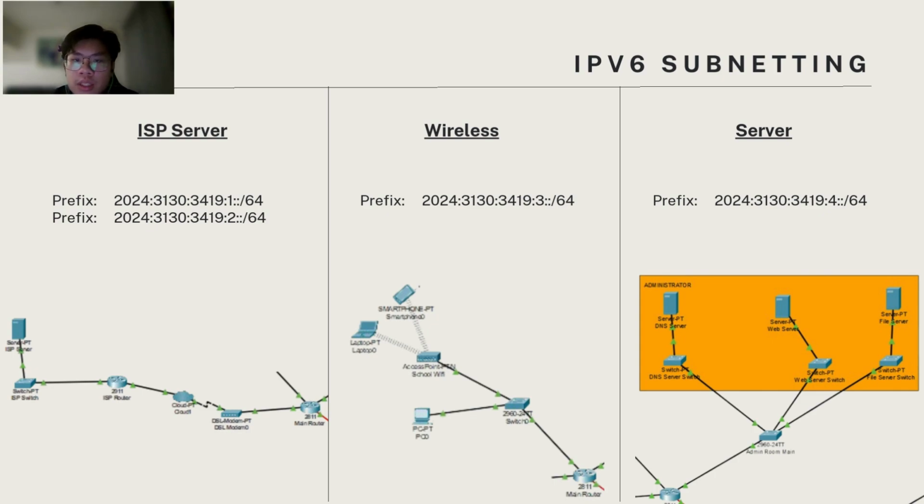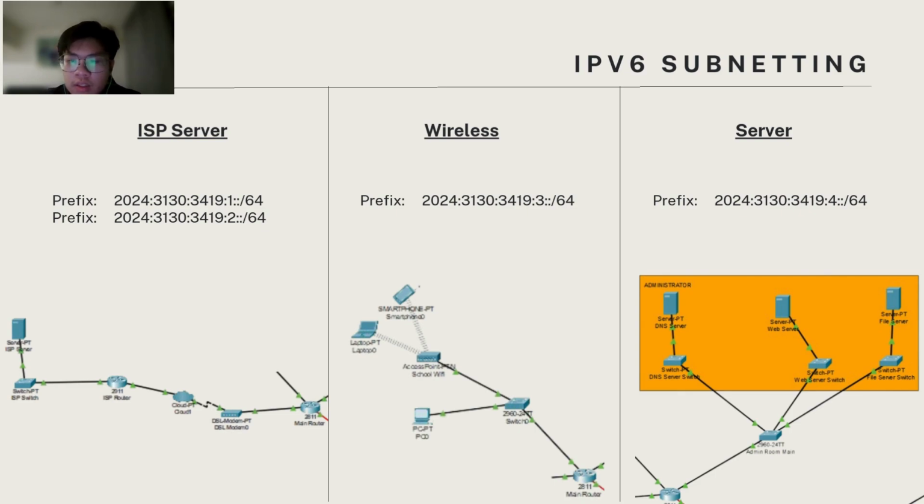My name is Chong Jia Seng, and I will be presenting the IPv6 subnetting. This is our IPv6 subnetting. The IPv6 prefix is formed with my leader's ID, which is 2024-3130-3419, and the next digit is for the subnet digit.